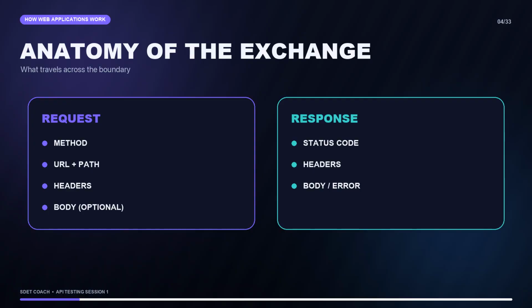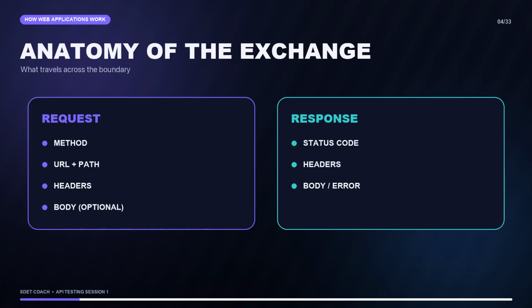A request starts with a method such as GET or POST. It targets a URL, sometimes with a path parameter such as the number 3 in users/3. Headers carry metadata: the type of content being sent, the response formats the client accepts, or an authentication token. A request body is optional. A GET usually has no body. A POST often has a JSON body describing the resource to create.